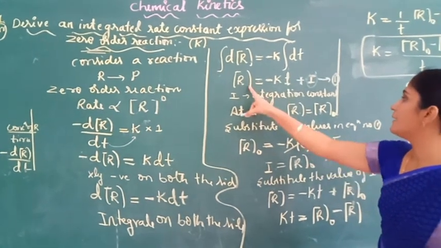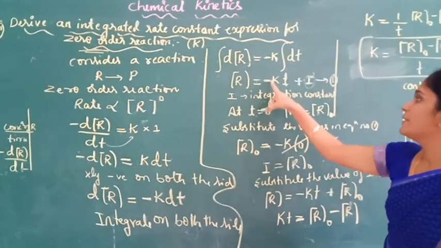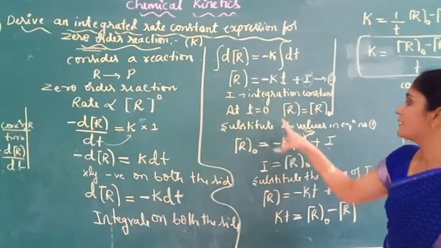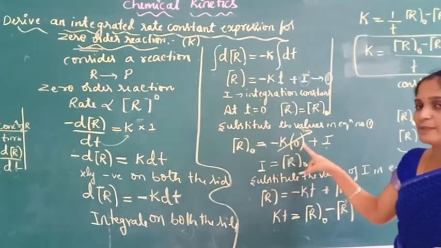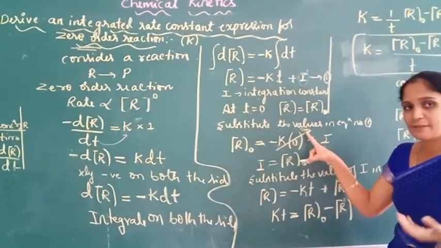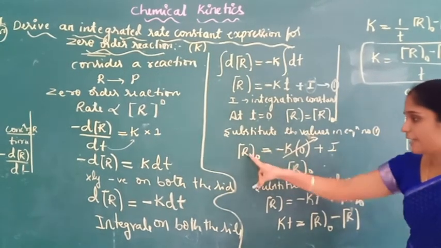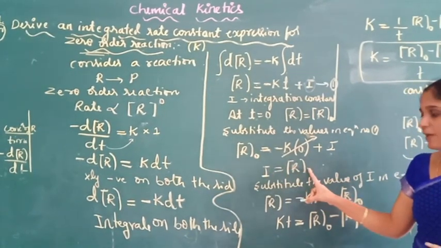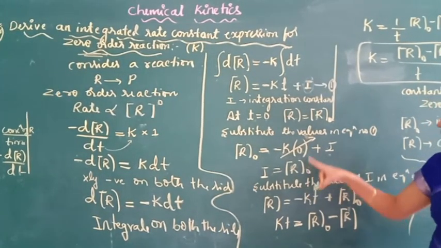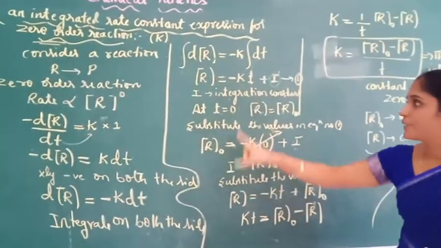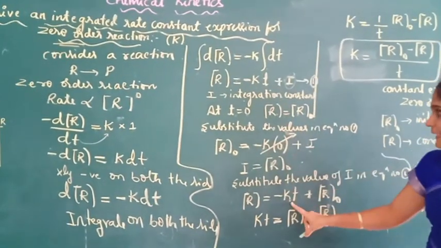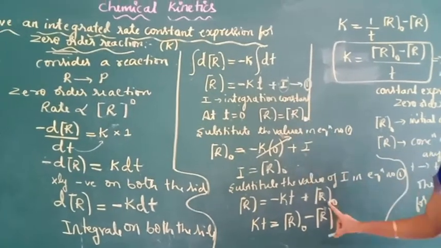So we get R equals R naught equals minus k into t, value is 0. So minus k into 0 plus I. So k into 0 is 0. Therefore I equals R naught. I value becomes equal to R naught. So substitute the value of I in equation number 1. We get R equals minus kt plus I, value is R naught.